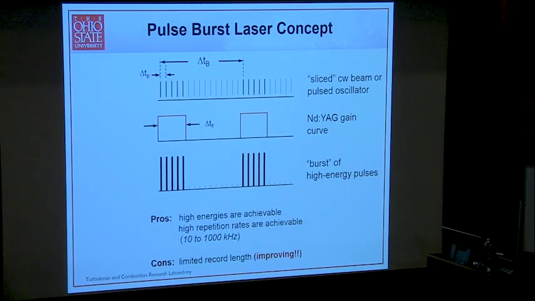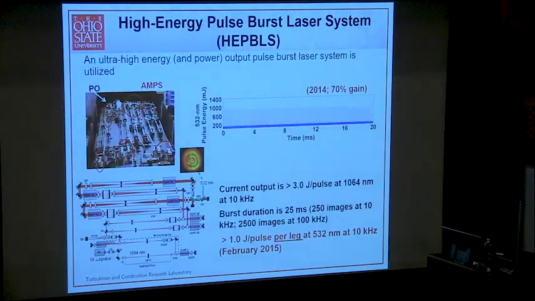And so what I'm going to show you is a system where we can make measurements at 10 kilohertz with joules of laser energy. Same thing as you get at 10 hertz, but then the burst duration will only be tens of milliseconds. But still, for turbulence measurements, this is still a pretty long time, okay? So here's a photograph of the laser in my lab.